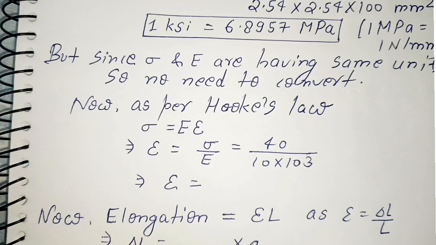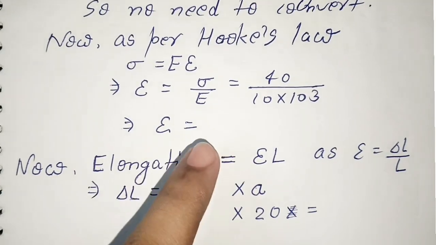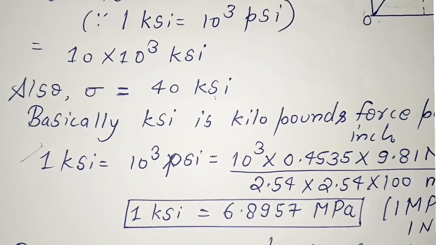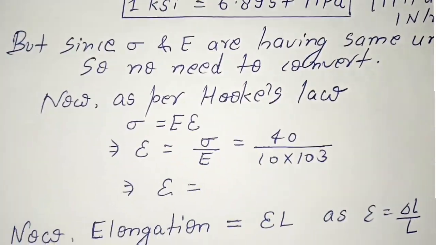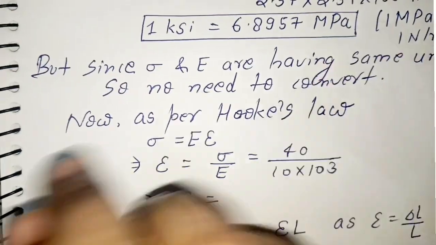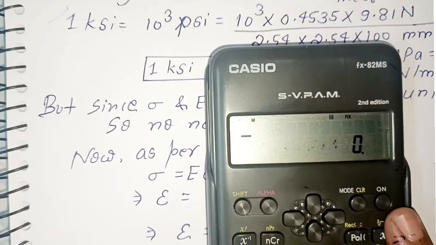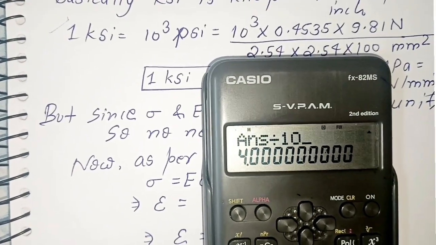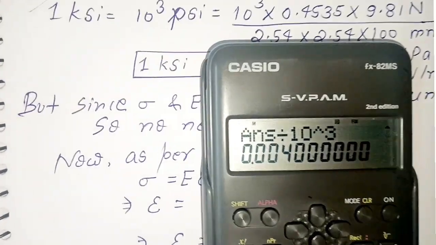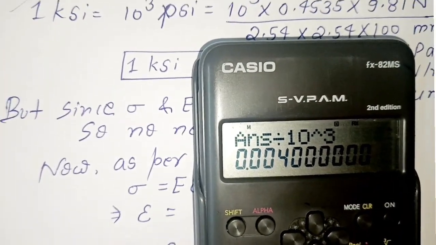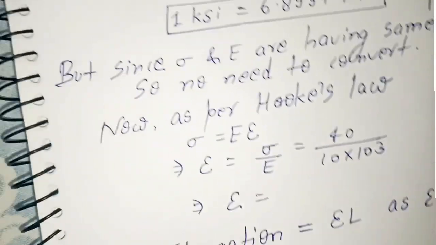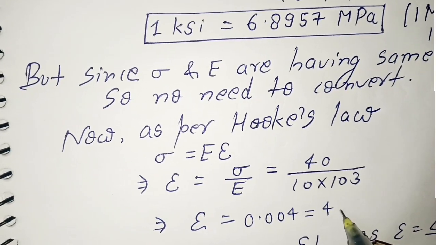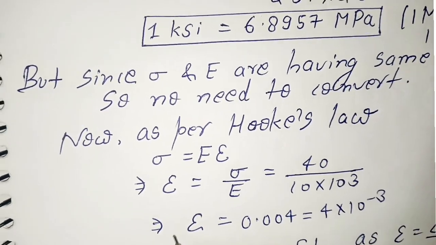So as per Hooke's law, we know that stress is E times of strain. So strain is sigma upon E. The value of E we have already calculated, that is, you can say 10 into 10 raised to power 3 KSI, and sigma is 40 KSI. So it's 40 upon 10 into 10 raised to power 3. So let's use my calci and calculate this particular value. So it's 40 divided by 10 divided by 10 raised to power 3. So you can see the value of strain is coming out to be 0.004. So let's note down this particular value. It is 0.004, or you can call it as 4 into 10 raised to power minus 3.